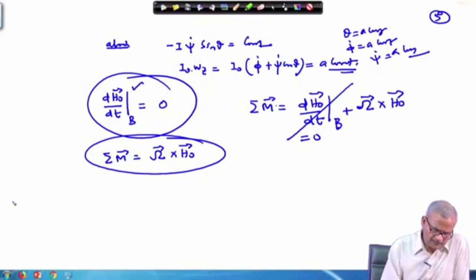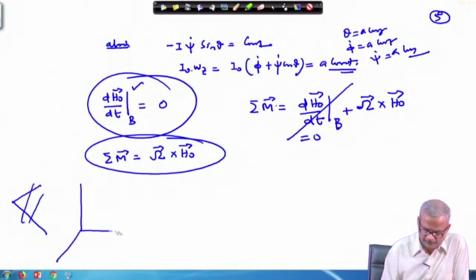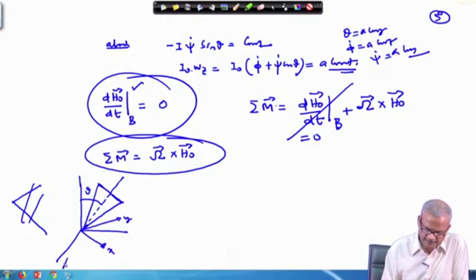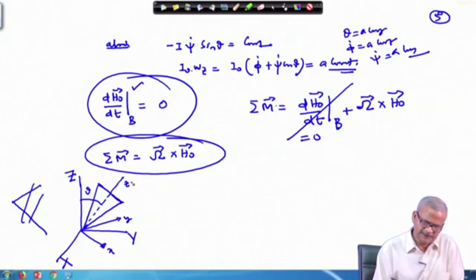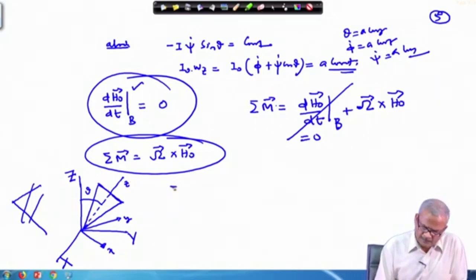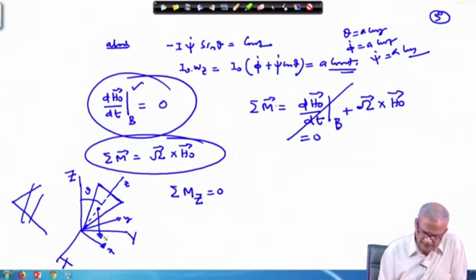Moreover, in this problem where the cone is tilted like this, this axis is making angle theta with this one, and here your x axis and y axis are directed, this is capital X, capital Y, capital Z, this is a small z here. So, we can see from this place that E capital M z, this quantity is 0, because your M g is acting just downward.